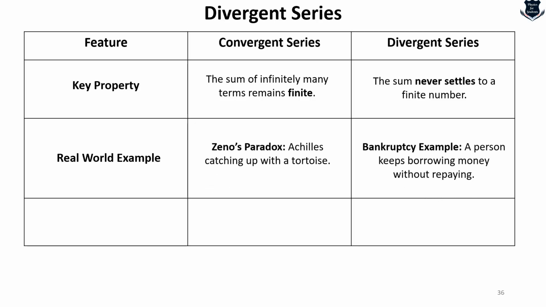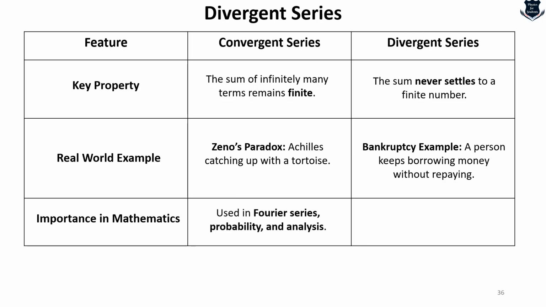And real world examples are Zeno's paradox, Achilles catching up with the tortoise, or a person who keeps borrowing money without repaying, which is called a bankruptcy example. And importance in mathematics, yes, because convergent series is used in Fourier analysis and probability analysis, and divergent series is used in chaos theory, finance and physics.